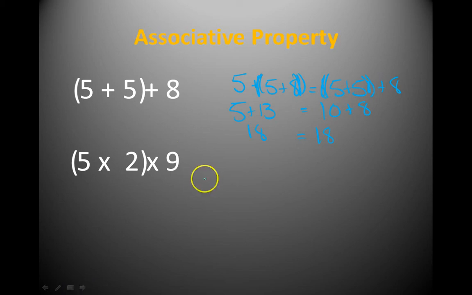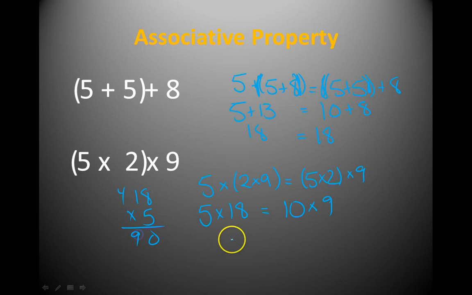So we did have 5 times 2 times 9. And now we have 5 times 2 in parentheses times 9. Well, let's use order of operations. 5 times 18, and that's equal to 10 times 9. If you multiply this out, 18 times 5, that's equal to 90, and that is also equal to 90. So you can see they're equal to the same thing. That's the associative property.